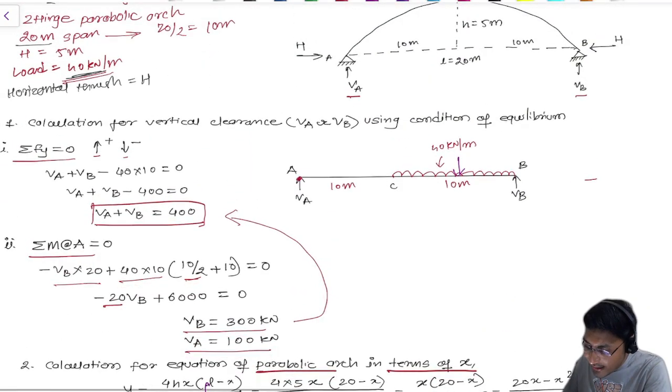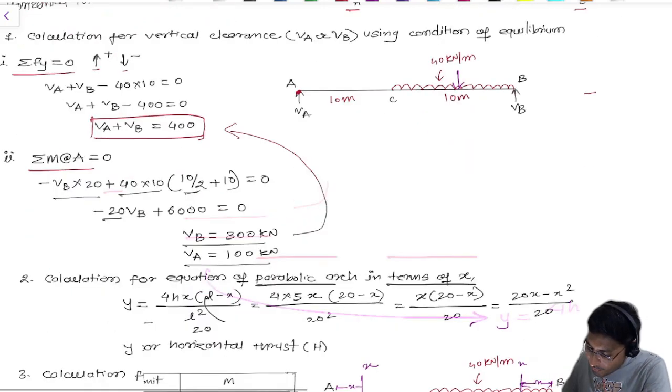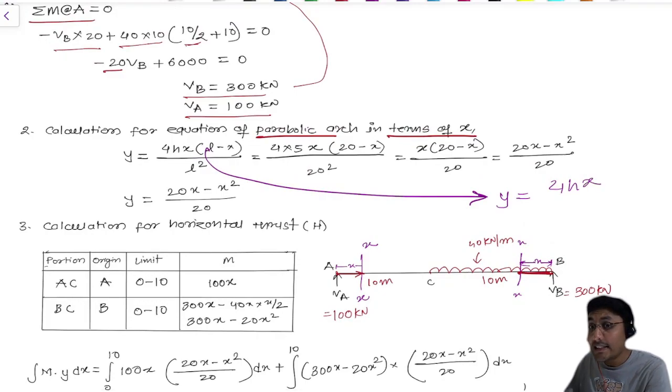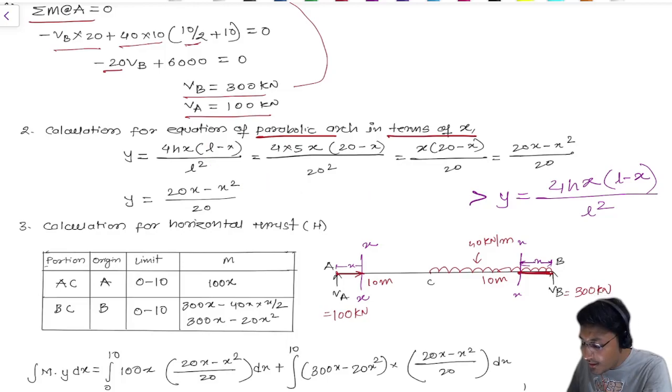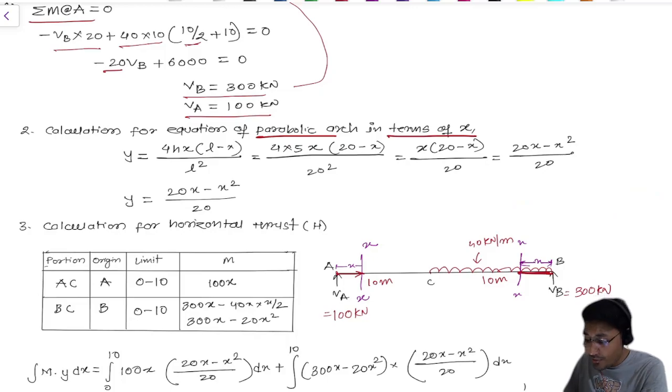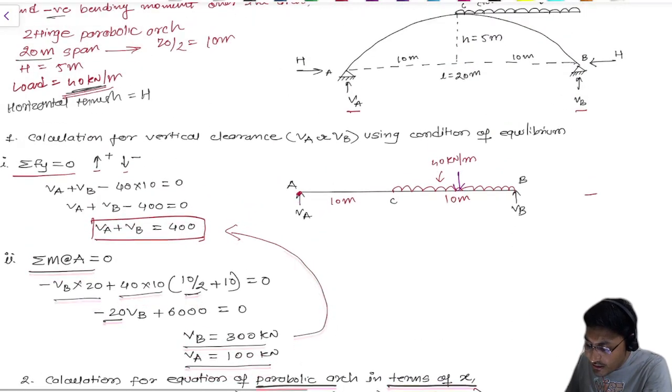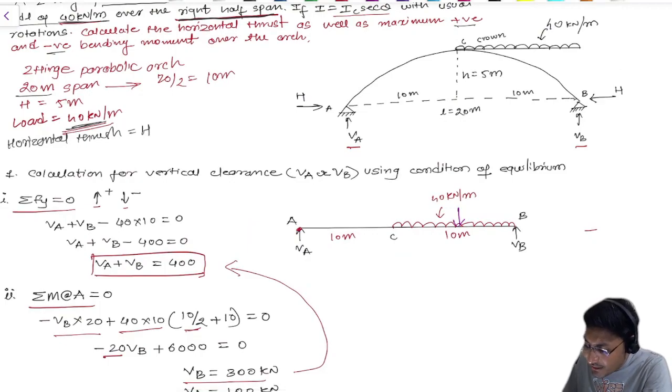This particular height. So y equals 4h into x, where x is an unknown, in bracket L, the total length, minus x, where x is again an unknown, divided by L, the total distance, squared. You need to learn this formula, because this formula gives you the parabolic arch equation. Now just put the values into it. It's very simple. So 4 will be as it is, into 5. 5 is the height. This parabolic arch height we have considered as 5 meters.